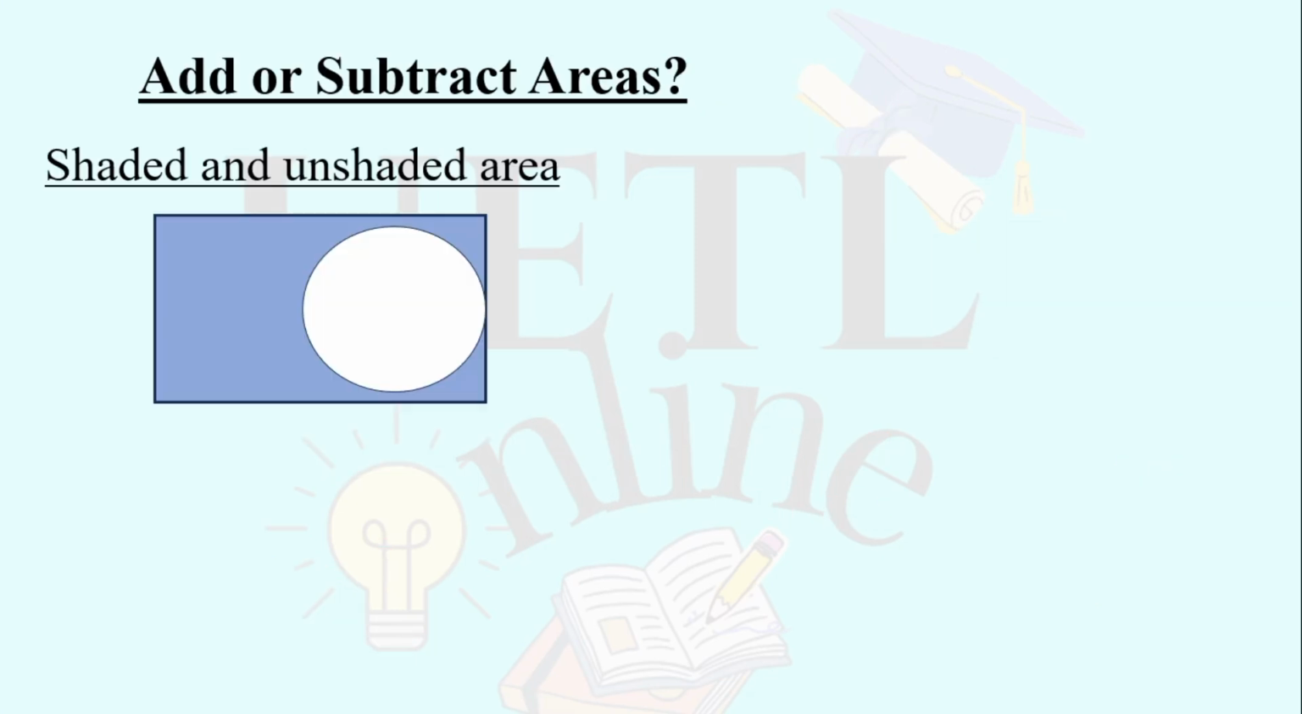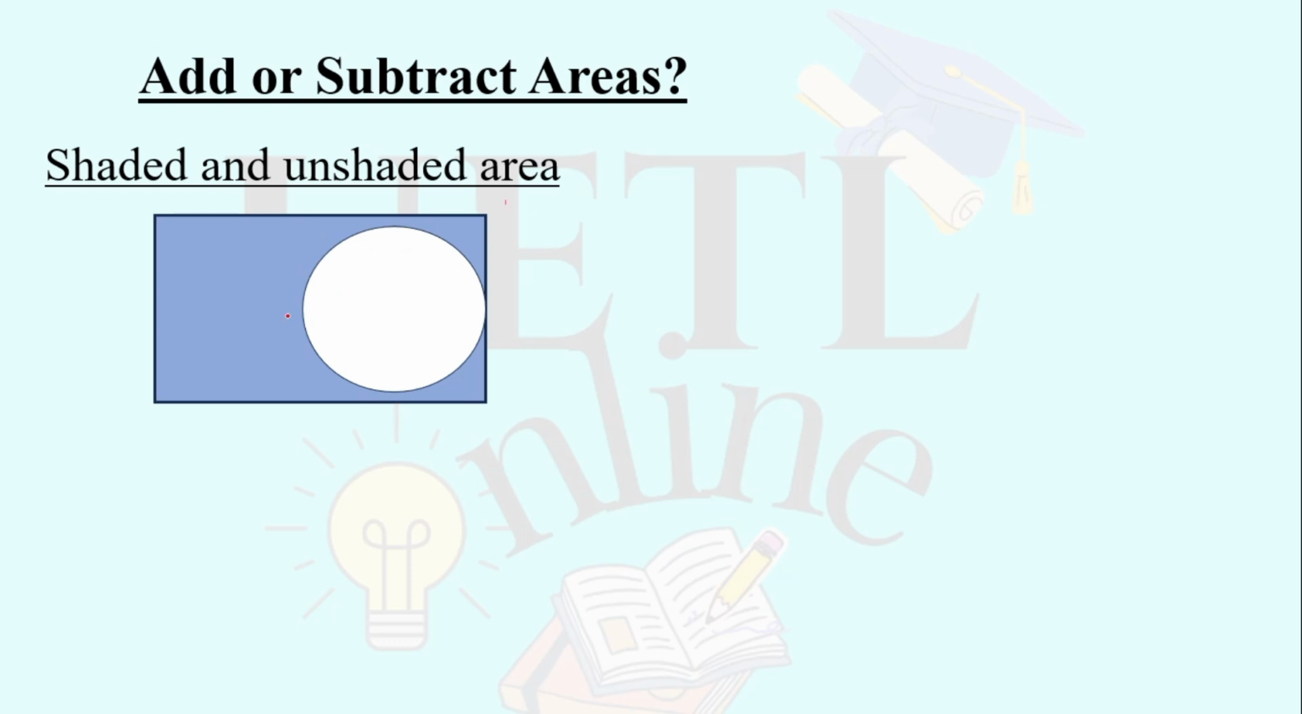The next part is adding and subtracting areas. Given areas, you have to know which to subtract and which to add. What we were saying in this case was about adding. In other cases we are asked to subtract the areas. In this case we have shaded and unshaded areas, so when you are given this, you have to know which area to subtract.